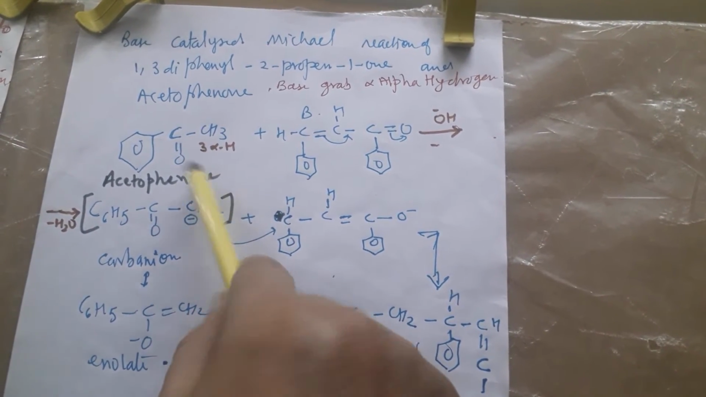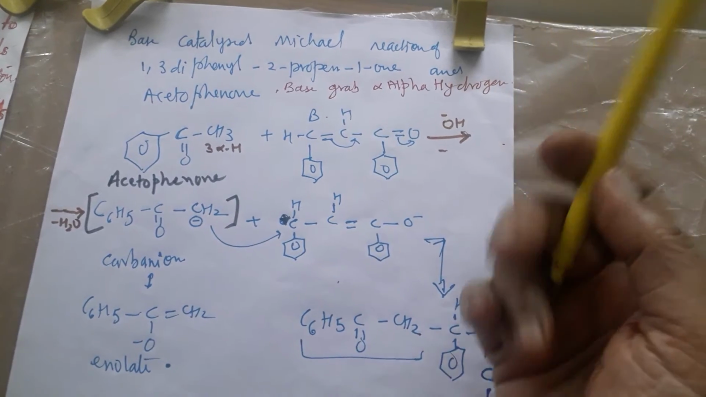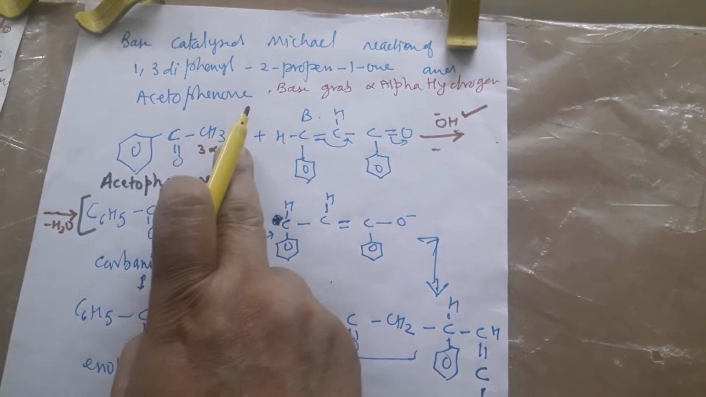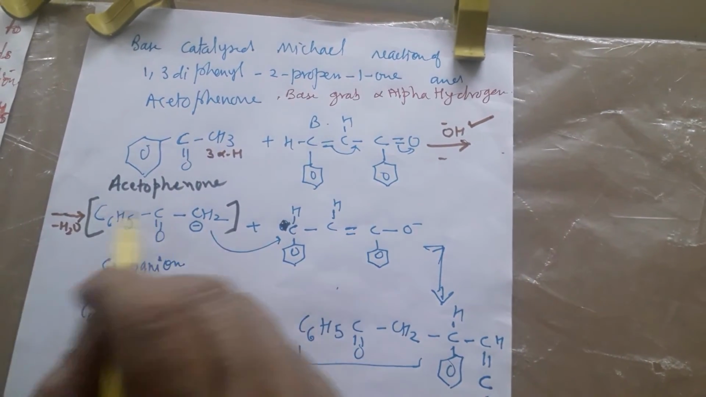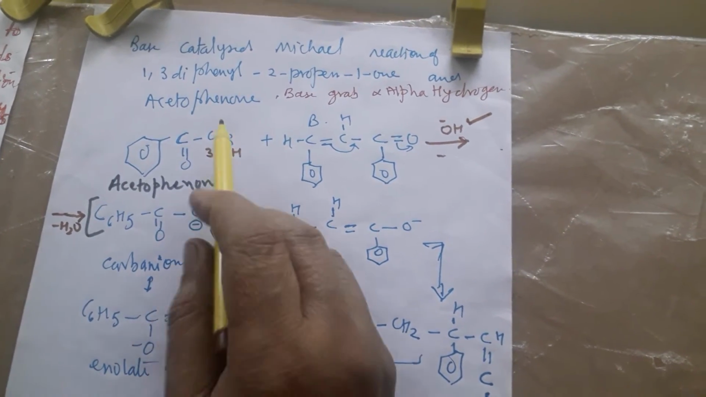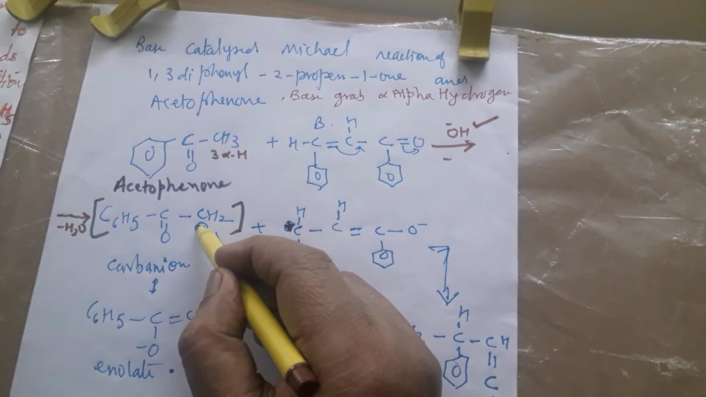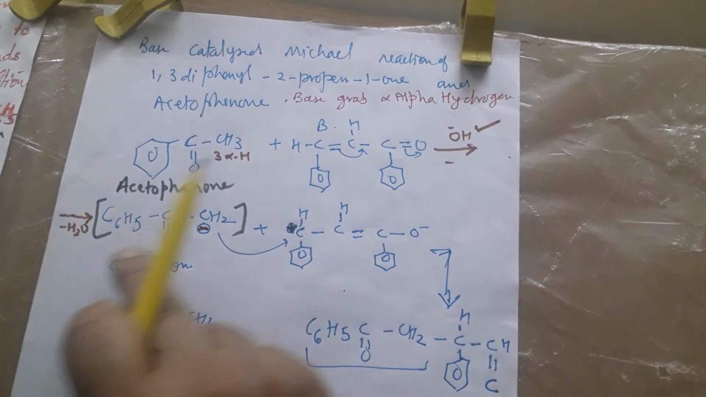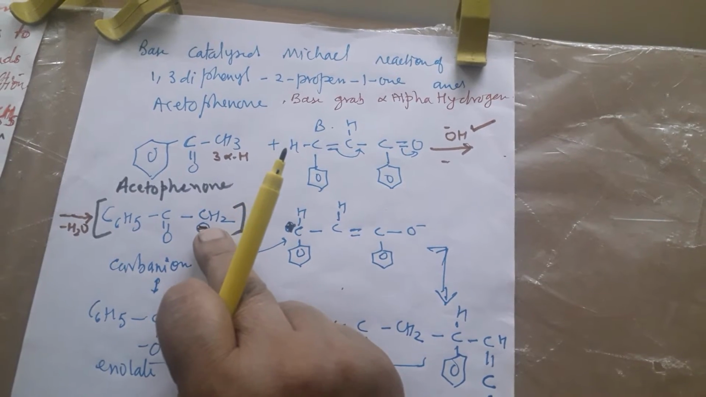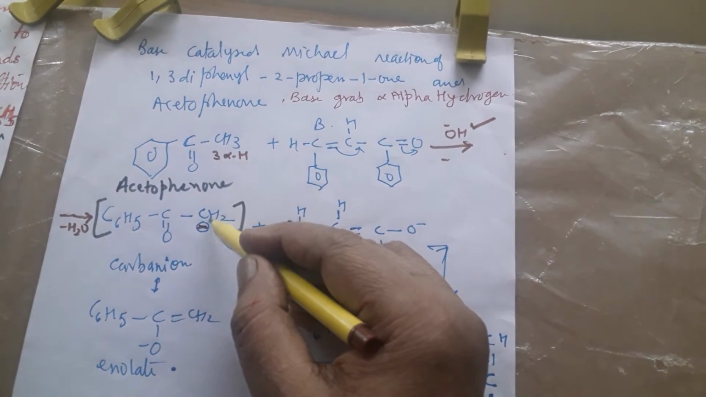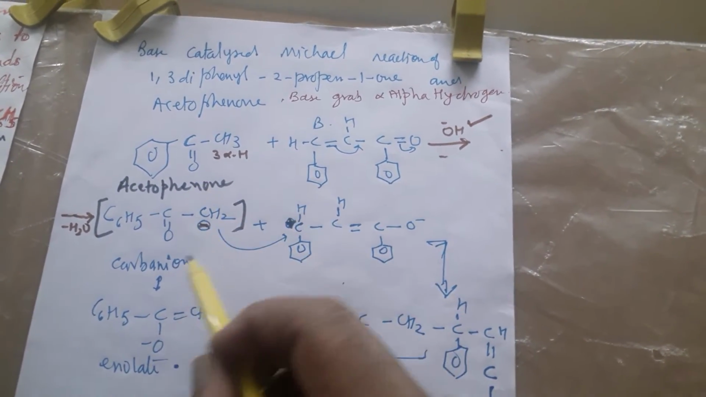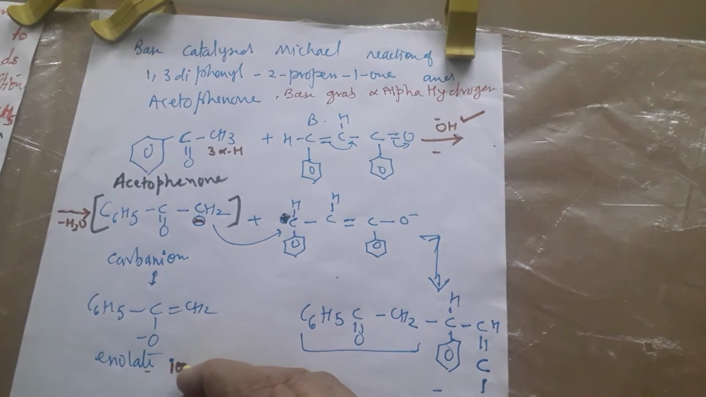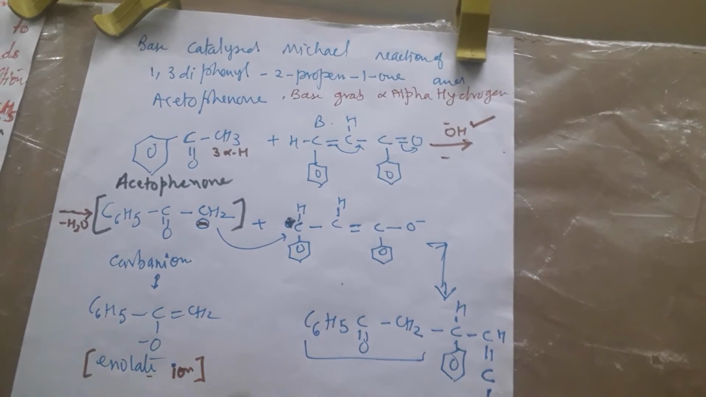Out of 3 alpha H, 1 H is removed by OH negative, that is the base. The base will take out one H positive from here, and it will form water. So only one carbanion is formed. Because H positive is lost, the electron pair is coming over here, so it will acquire a negative charge. So it is a carbanion which is in resonance with the enolate ion. I am making it in this box.